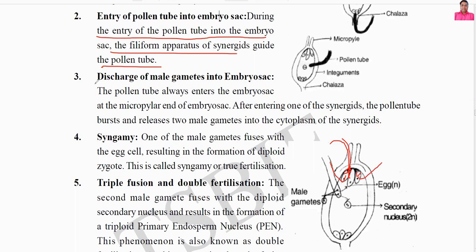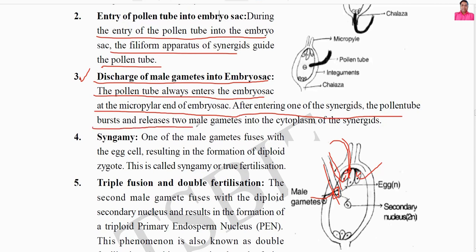Next, third one: discharge of the male gametes into the embryo sac. Whenever the pollen tube enters, the single nucleus divides into two daughter nuclei. These are the male gametes, first and second. The pollen tube always enters the embryo sac at the micropylar end. After entering the synergids, the pollen tube bursts and releases two male gametes into the cytoplasm of the synergids.